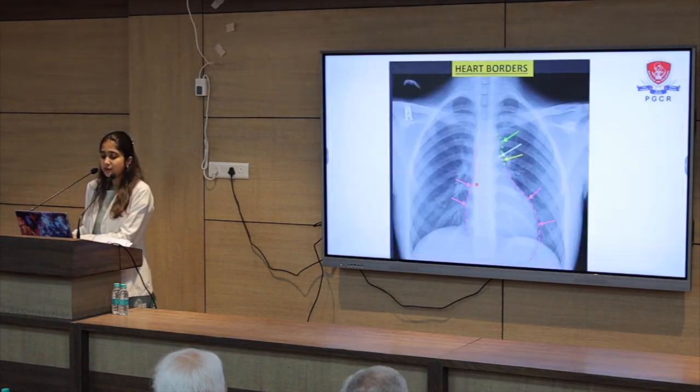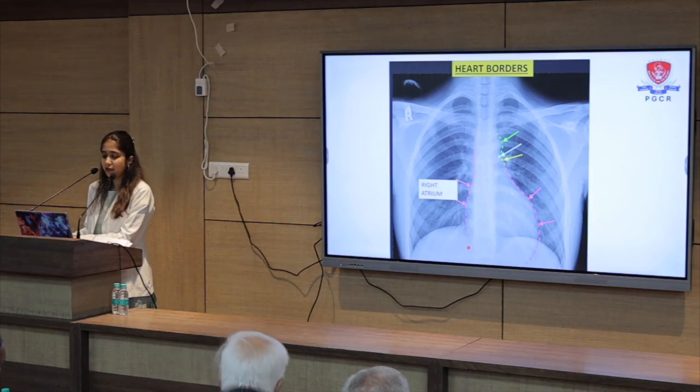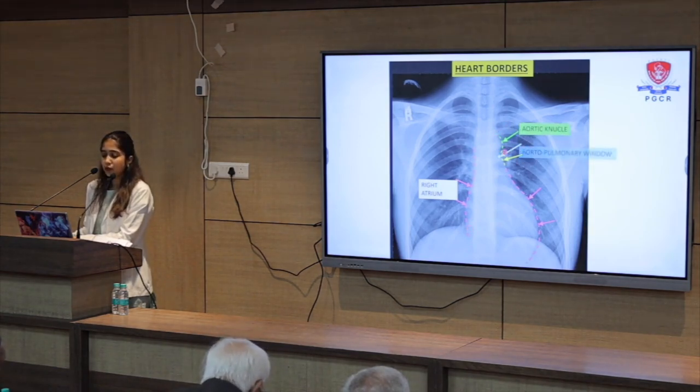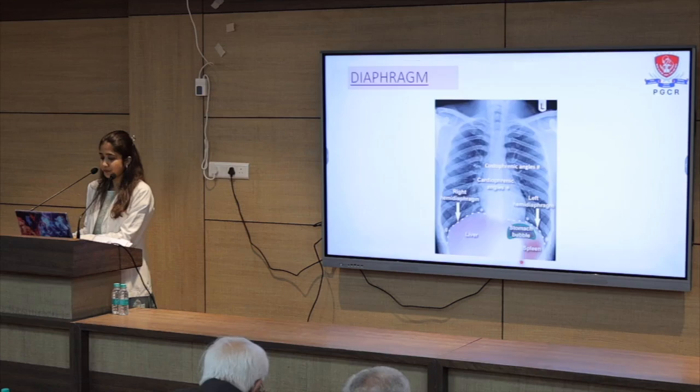Now the heart border. Now we'll discuss the heart border. The right heart border is formed by the right atrium, whereas the superior vena cava drains into the right atrium and the inferior vena cava also drains into the right atrium. The left heart border is formed by the aortic knuckle, followed by the aortopulmonary window, left atrial appendage, and the left ventricle. Here, the base of the heart is formed by the right ventricle.